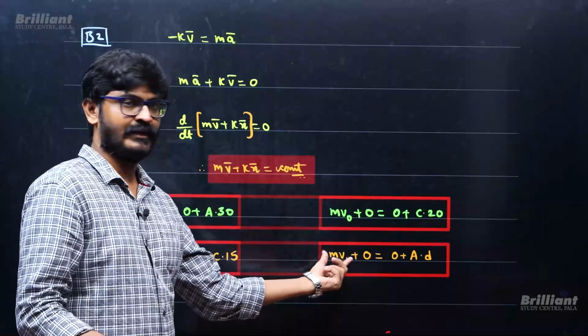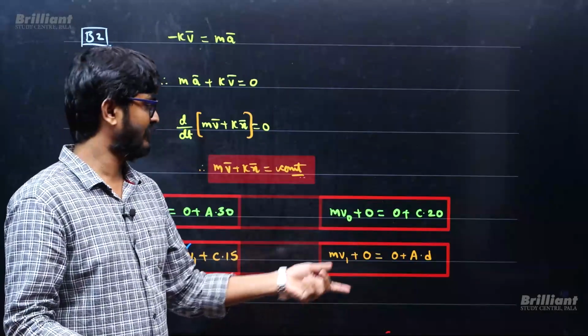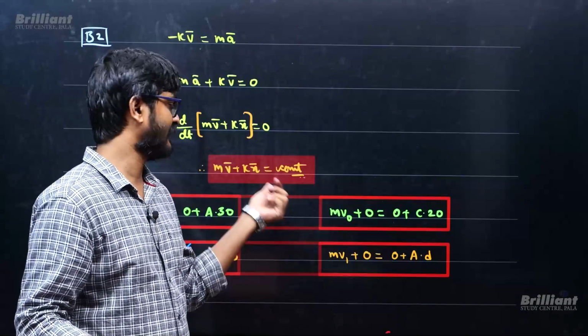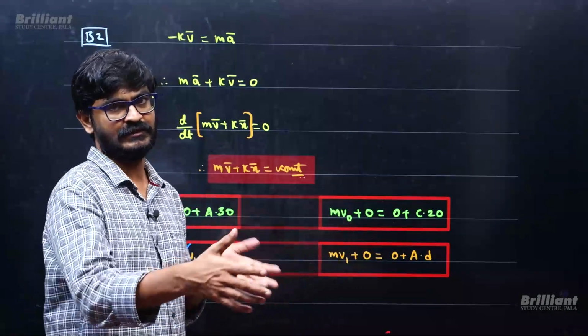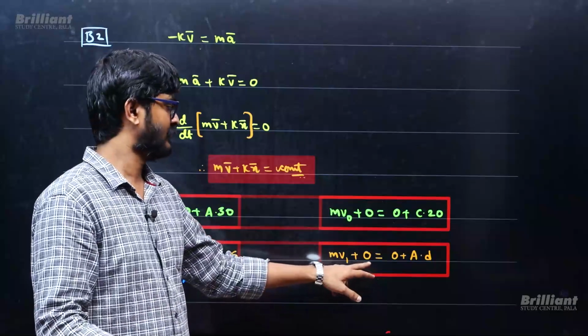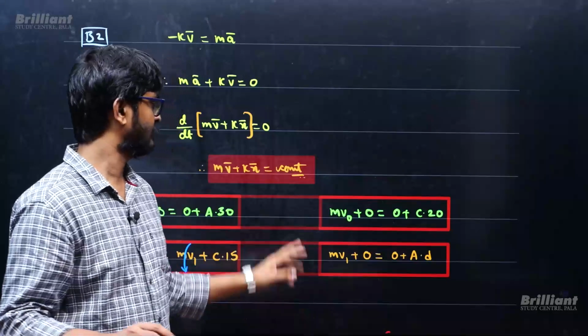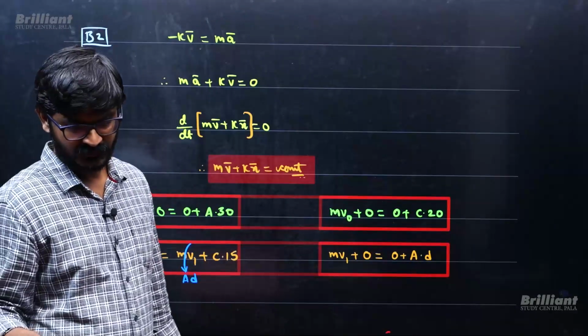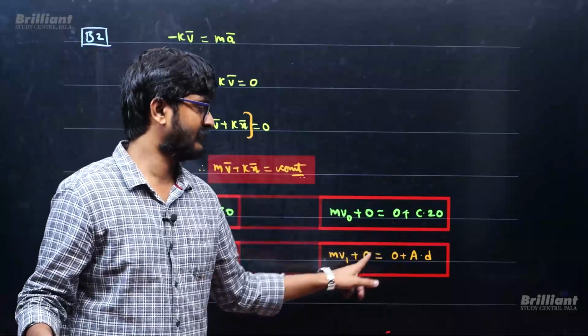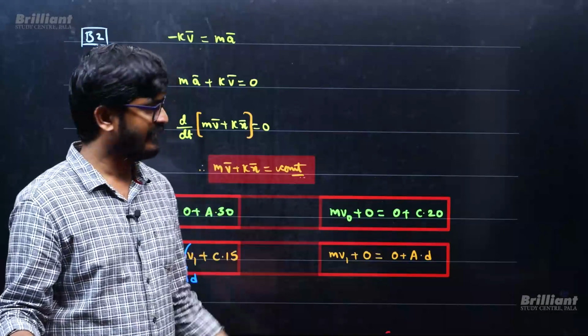m into v1, and now the difference in the x coordinate only matters. So I am taking x equals 0 again in the aluminum. Now finally when it stops, velocity is 0. Now a into d. Or I don't have to take it 0, the difference is going to be a into d anyway. Now I need to solve this.